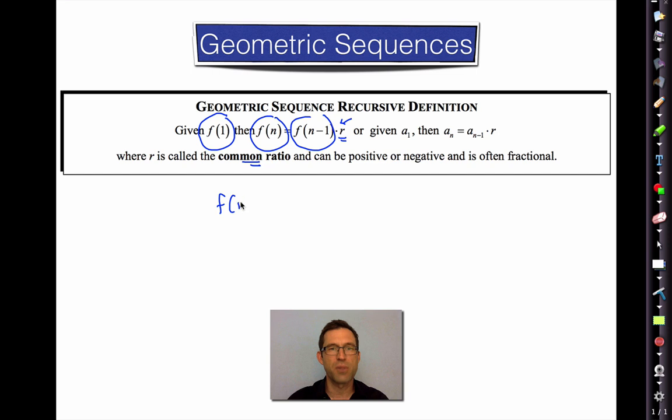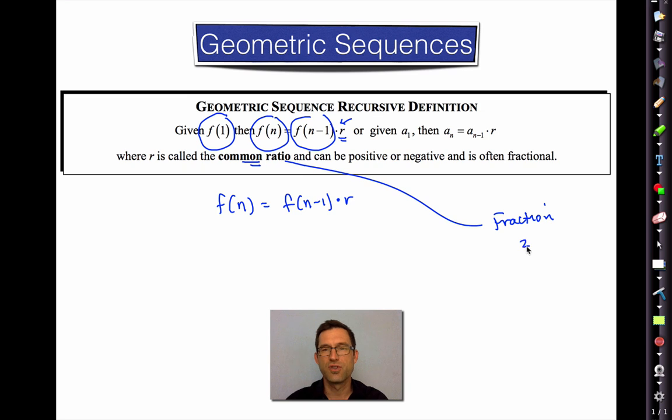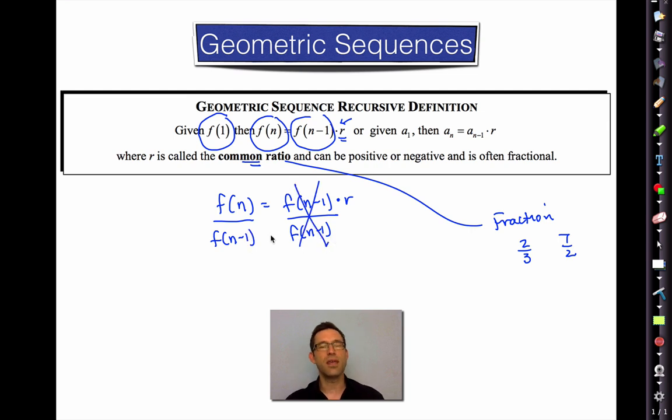Now again, I want to explain where that name comes from. We know what ratios are. Ratio is just another kind of fancy word for fraction, if you will. So 2/3 is a ratio, 7/2 is a ratio. Well, what this is really saying is if we divided both sides by n minus 1, then what we see is that when we divide two consecutive terms, we will always get the same number.